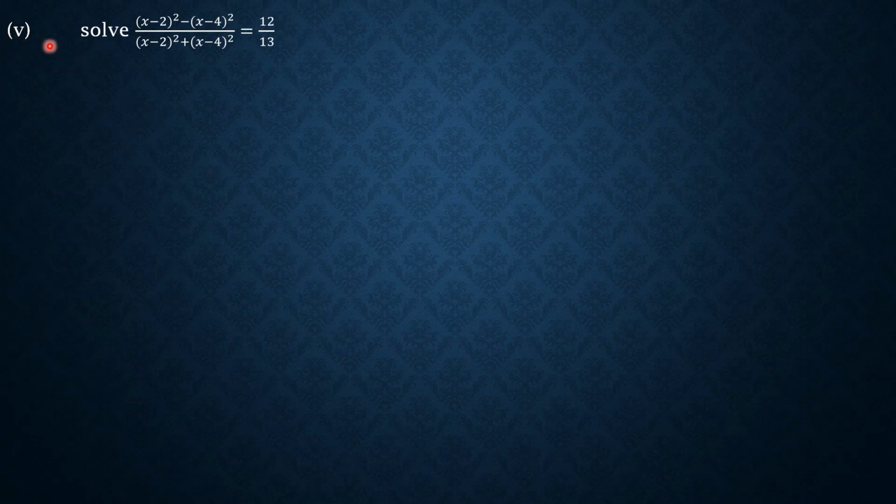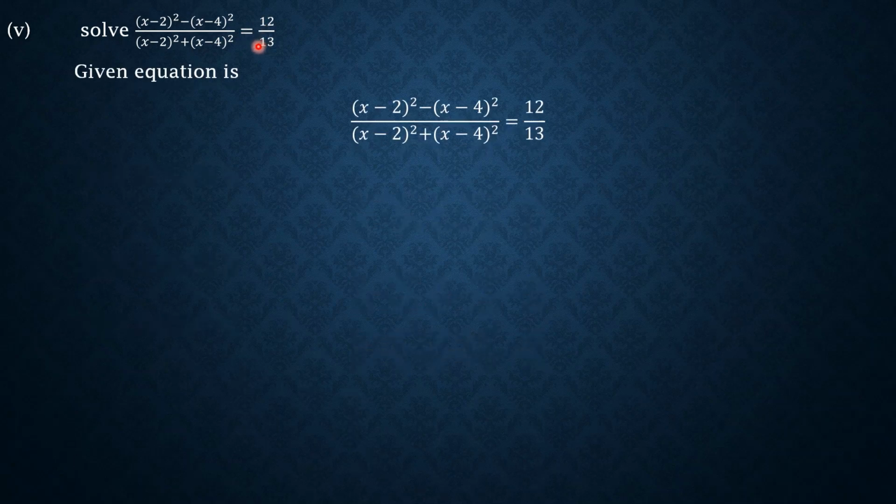We have to solve x minus 2 whole square minus x minus 4 whole square divided by x minus 2 whole square plus x minus 4 whole square equal to 12 by 13. Students, here we will solve this fraction with the help of componendo dividendo theorem. So as given, the equation is x minus 2 whole square minus x minus 4 whole square divided by x minus 2 whole square plus x minus 4 whole square equal to 12 by 13.